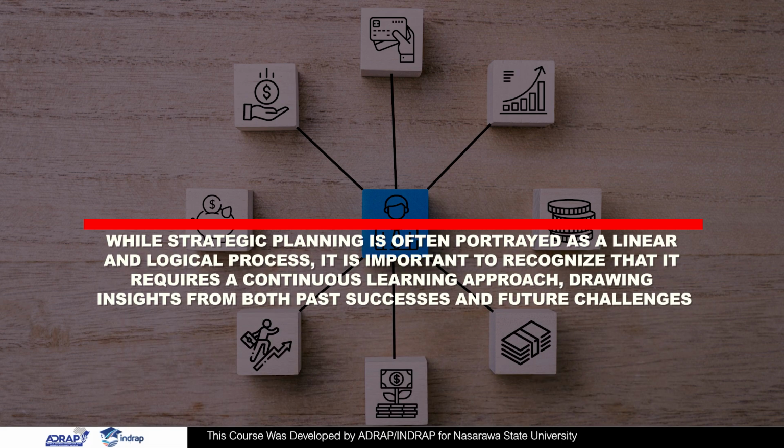Well, strategic planning is often portrayed as a link that will link the organization towards moving in a progressive way. It is important to recognize that it requires, take note, a continuous learning approach. You must continually learn the changes that are coming within the environment because you are looking right into the future. And the external environment is always changing. Drawing insight from both the past successes and future challenges.